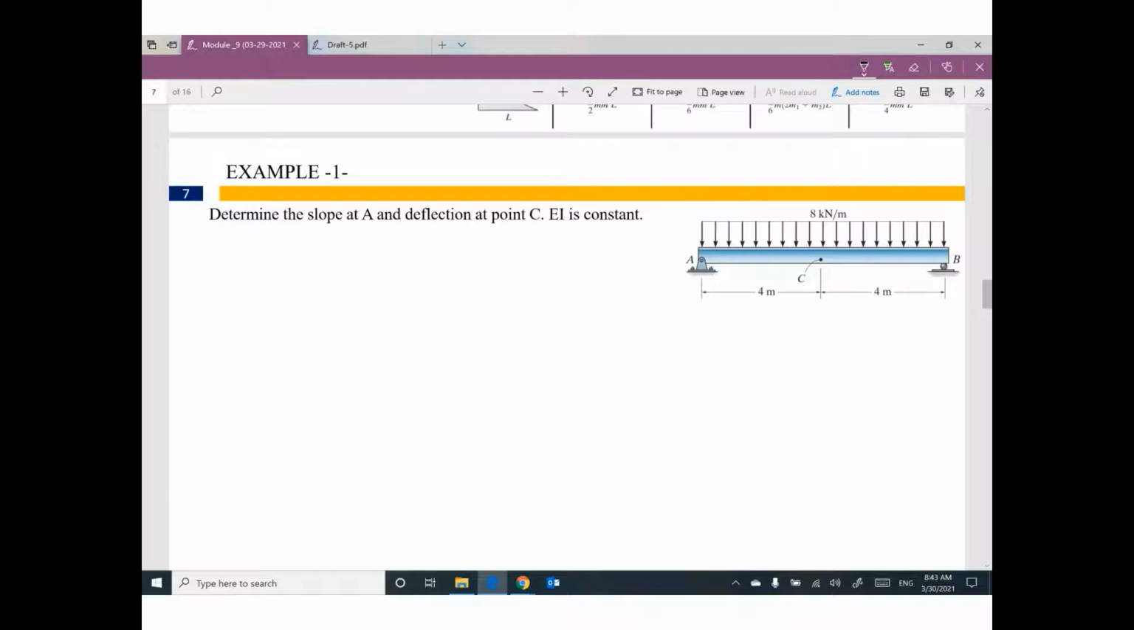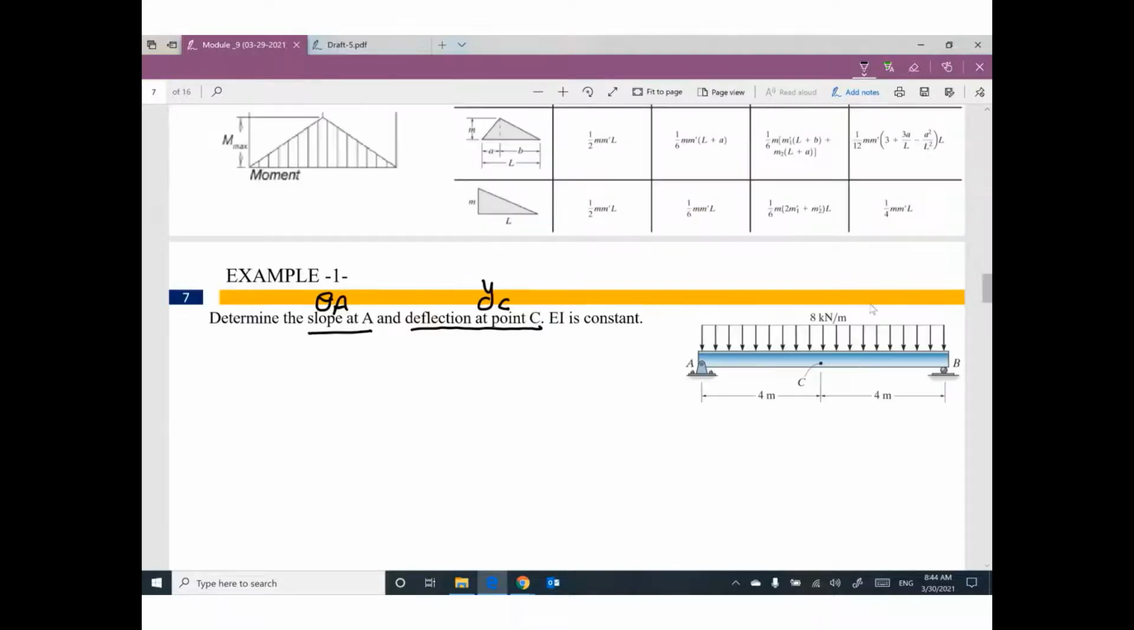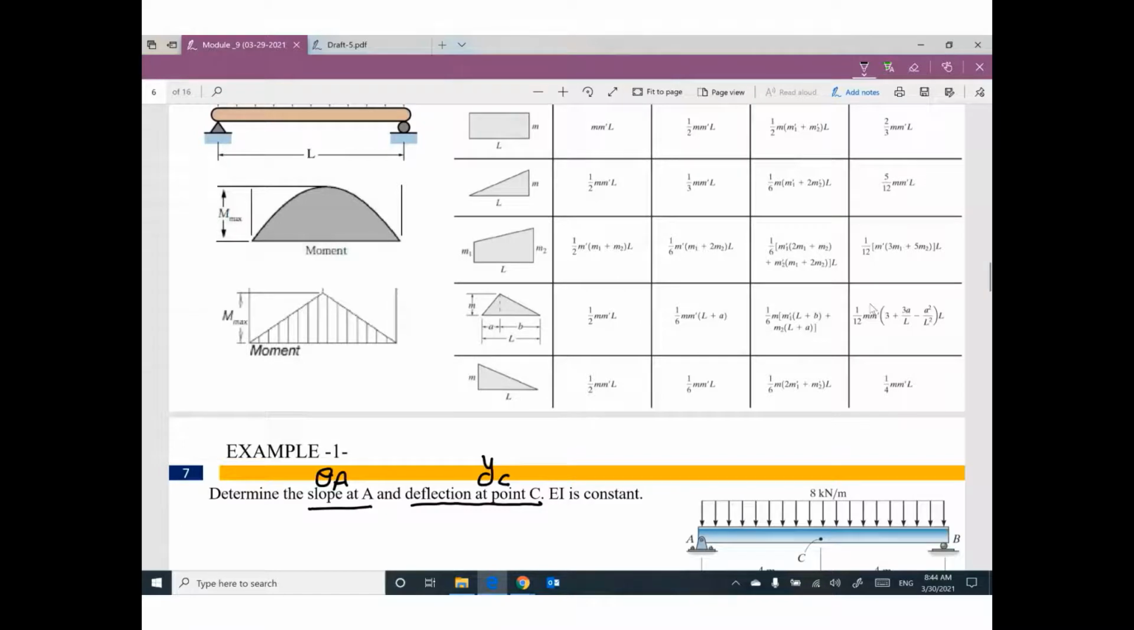This beam AB, which is hinge and roller, has a uniform distributed load of 8 kilonewton per meter. We need to determine the slope theta at A and the deflection at C using the virtual work method. We need to do these steps. This method is very easy.